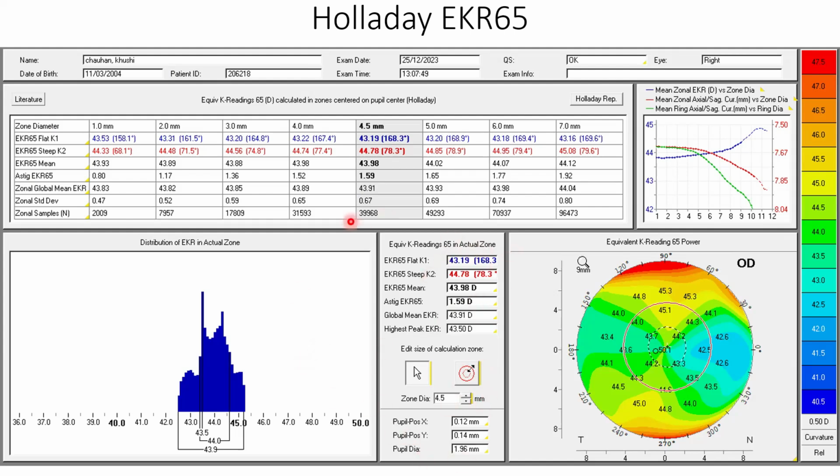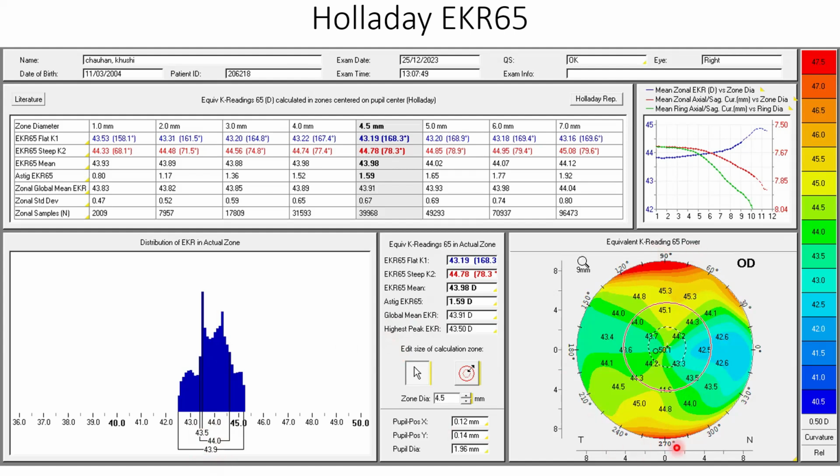In this central part, we have a table which again gives us the flat K1, steep K2 with the axis, the mean EKR, the astigmatism, and other values. One thing important to note here is that the EKR 65 mean, global mean EKR, and the highest peak EKR in normal corneas vary by less than 0.5 diopters. So here it is a normal cornea and it varies less than 0.5 diopters.